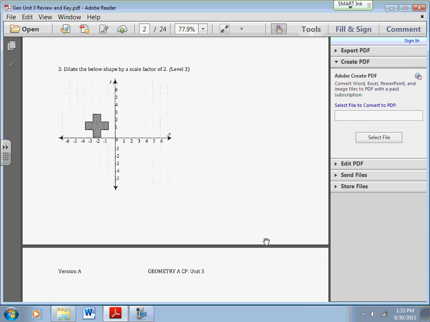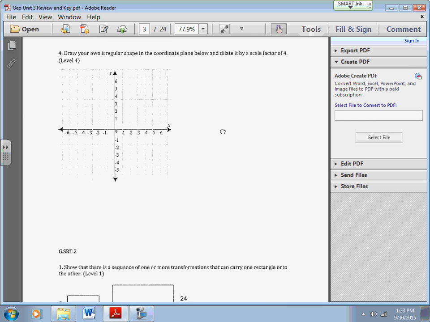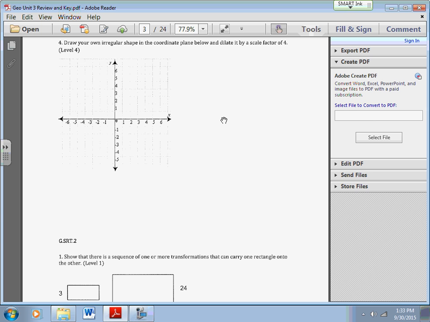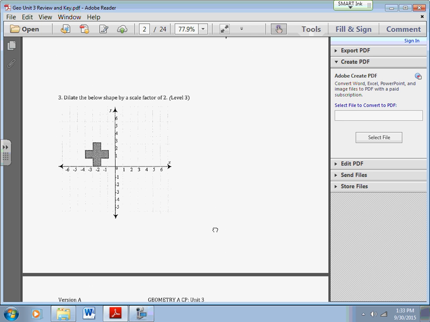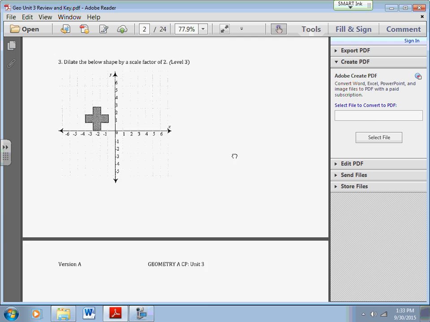So what I did is I made number 3 and number 4 pretty much, I gave you the image because I realized some of you are going to get a little crazy. So don't worry about this one on the review, but I made it exactly like this one. Easy peasy.